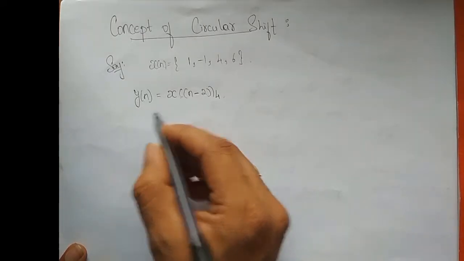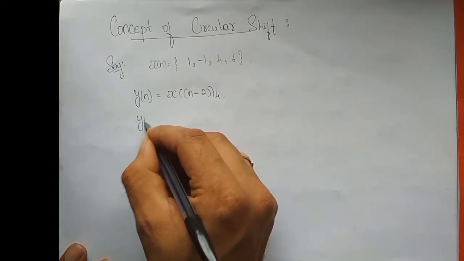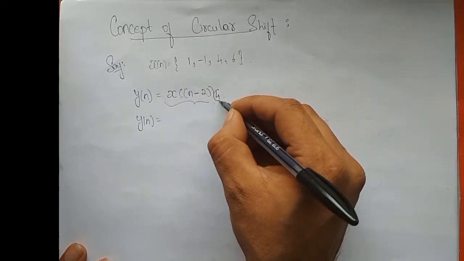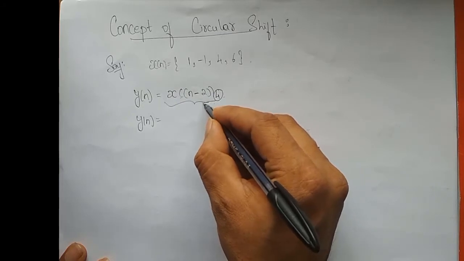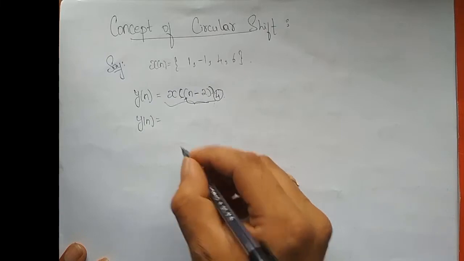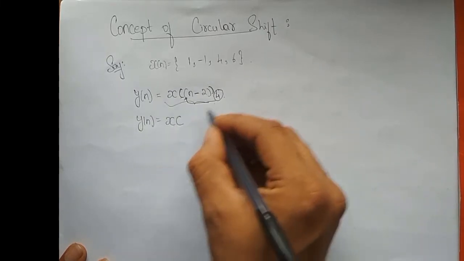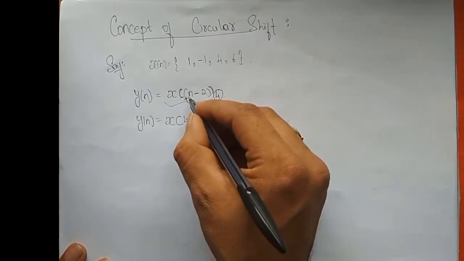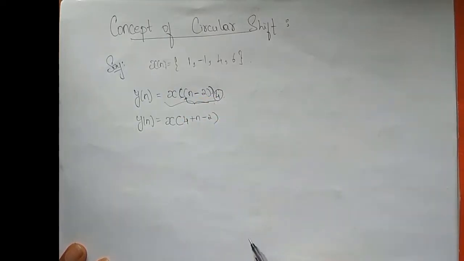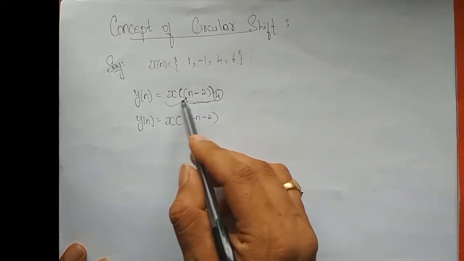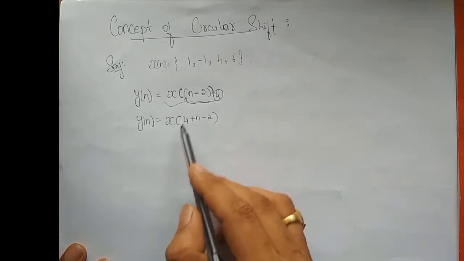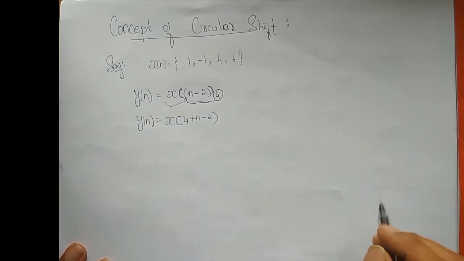So basically, this equation is nothing but what you do: you take this mod 4 out and add it at the beginning, and remove one outer bracket. So I'll add this 4 at the beginning, plus what is the left out term, n minus 2, and remove one outer bracket. So this statement x of n minus 2 mod 4 can be equivalently written as x of 4 plus n minus 2.